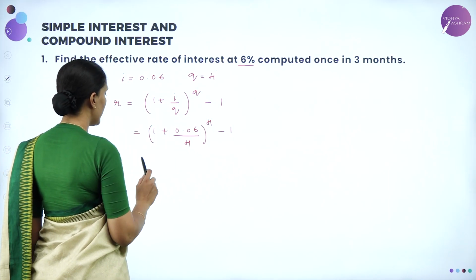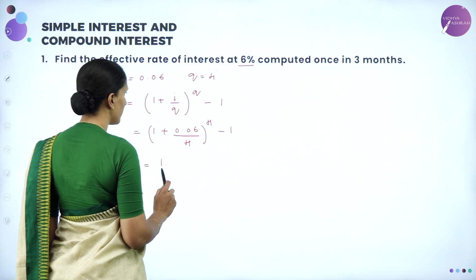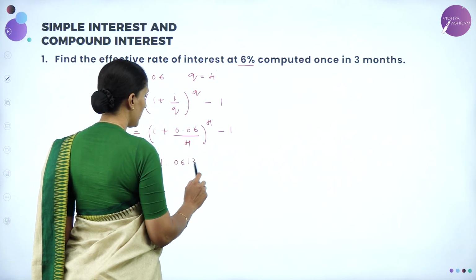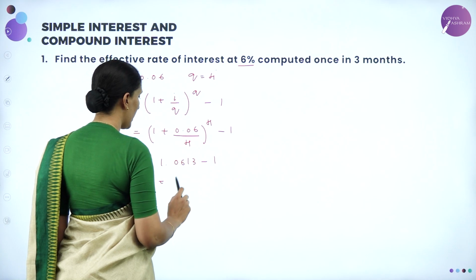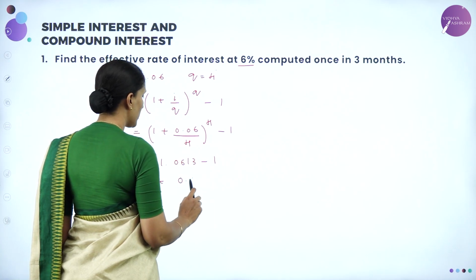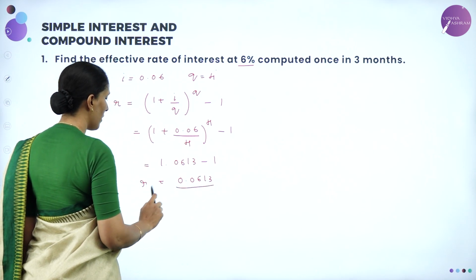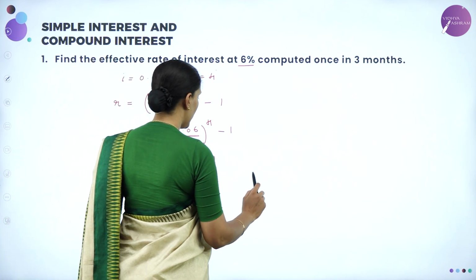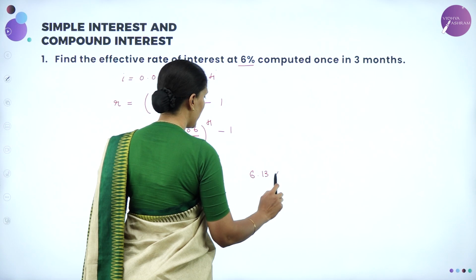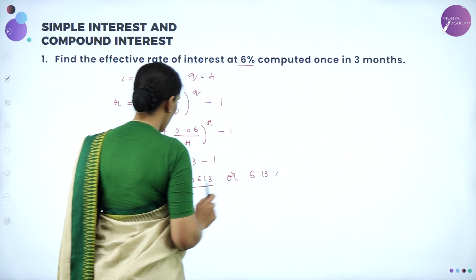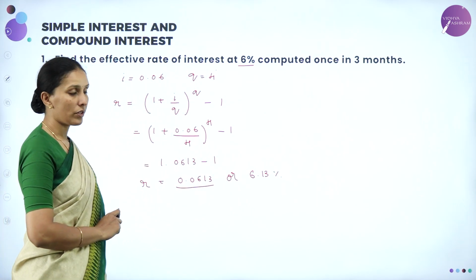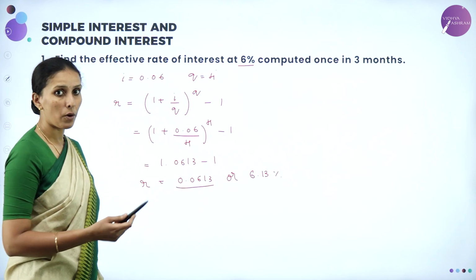So evaluating this, we'll get 1.0613 minus 1, which can be written as 0.0613. So this is the value of R. If you want to convert this into percentage, then it will be 6.13%. Now using this effective rate of interest, we need to calculate the amount whenever it is required.